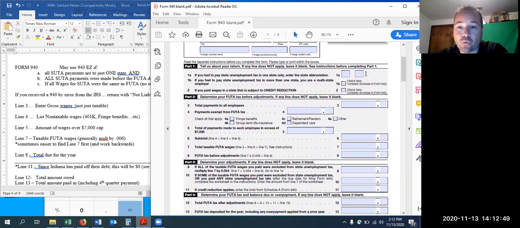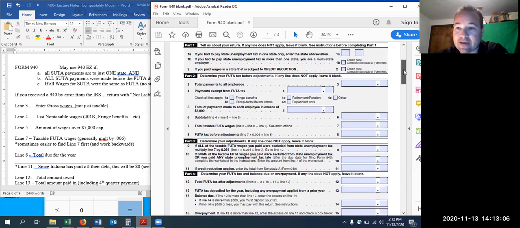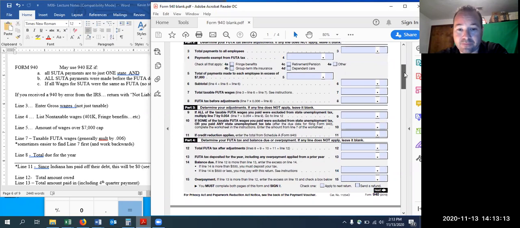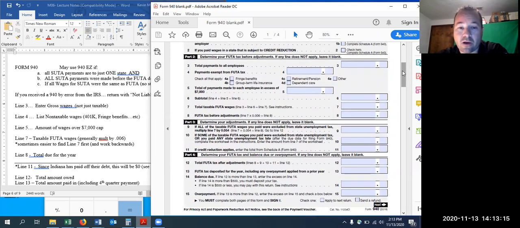Here, we're simply going to put what state we're doing this for. If we had, of course, lots of people in lots of different states, we'll have to click here and then do some other forms. The credit reduction, that would be if we have to pay back some of the FUTA; we would check there and come down to box 11. All right, so let's go in.